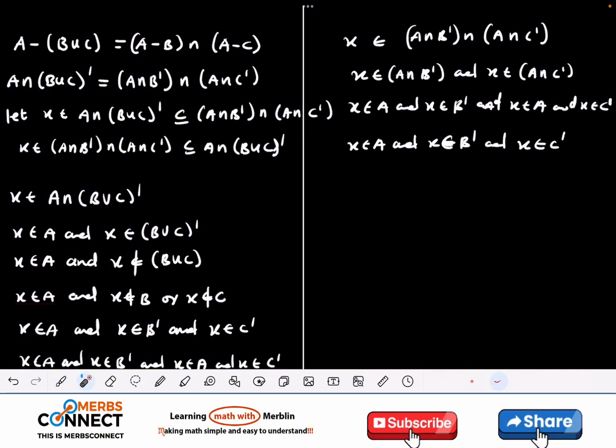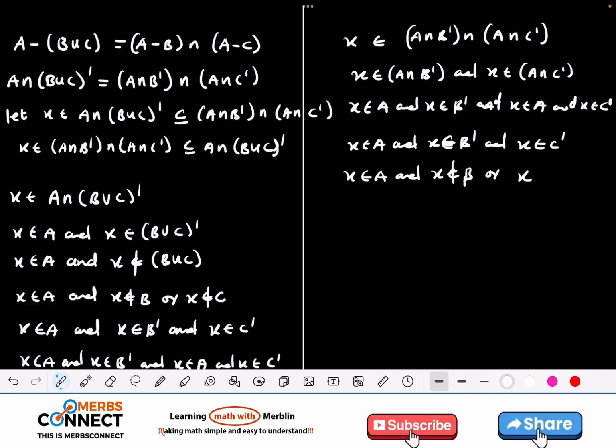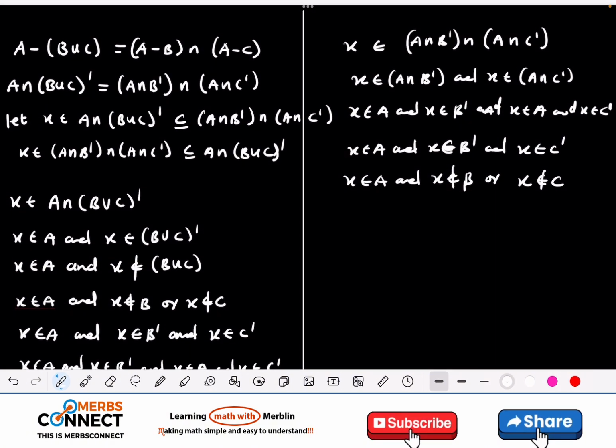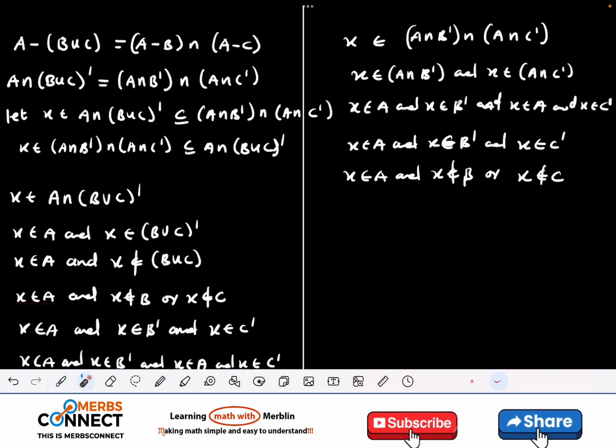Now, when I go to the right-hand side again, I don't have B prime, I don't have C prime. So I need to make sure I change the prime. So this one is going to be X belongs to A, and now this one will be X does not belong to B. And since we are changing, the AND becomes OR. So don't forget, and this one will be C. Right. Now, what can we see again? We can see that this is in the parentheses. So make sure we put B and C in the parentheses, right?